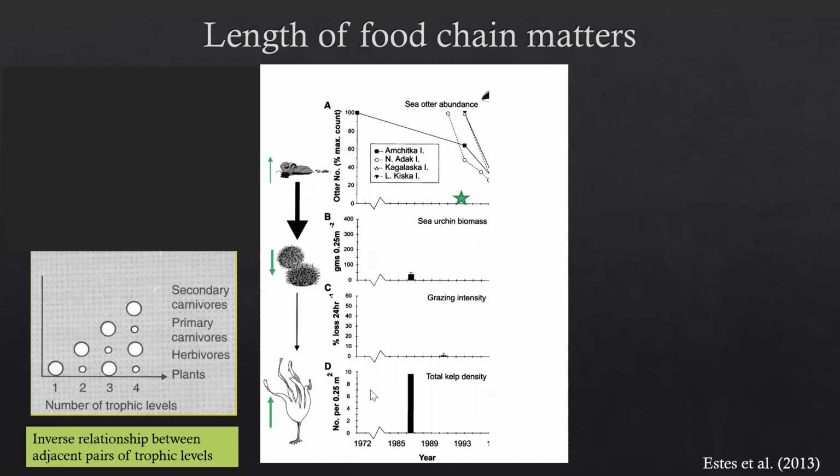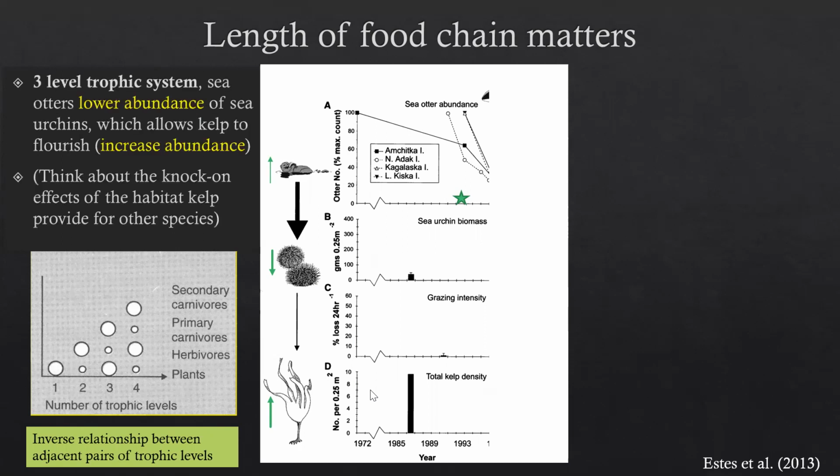So let's look at this in practice. So here we have a 3-level trophic system of sea otters. So here we have a picture of a sea otter. We have otter number on the x-axis. Sea otters eat urchins, right? If you've seen a picture of a sea otter floating around, here's my otter here, floating around with the sea urchin on its belly, eating it. Sea urchins are eaten by otters really frequently.